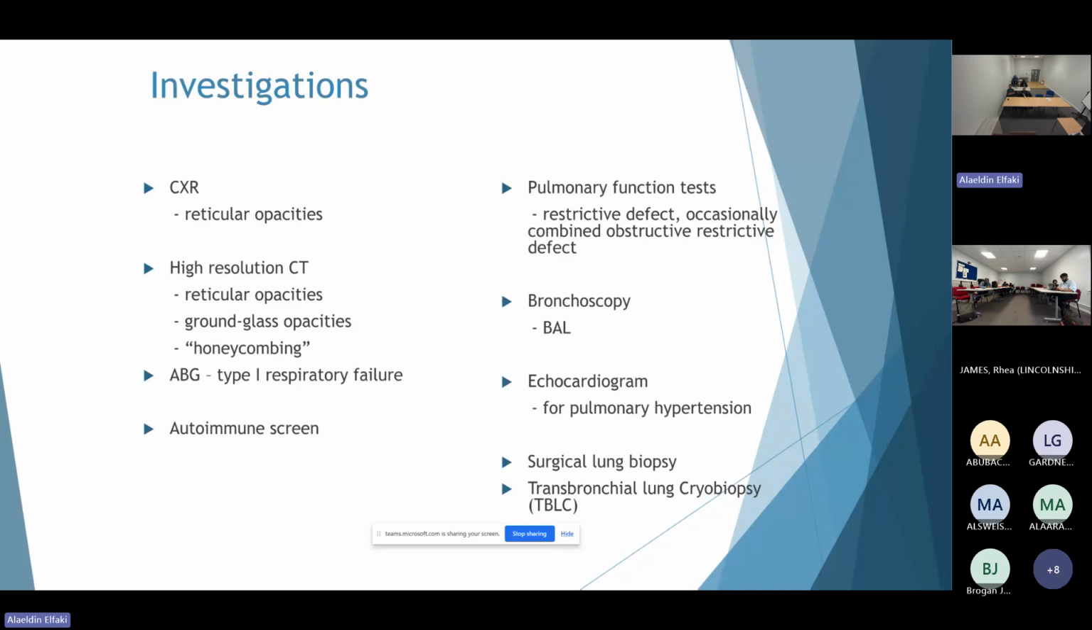Bronchoscopy has a limited role unless you are doing transbronchial cryobiopsy, and that is for diagnostic purposes. Sometimes you may do bronchoscopy to exclude other causes, like infections. Echocardiogram is also crucial if you suspect disease progression, and for screening for pulmonary hypertension as well.